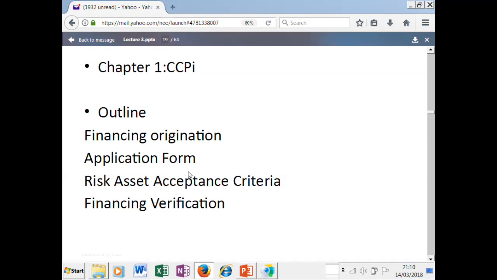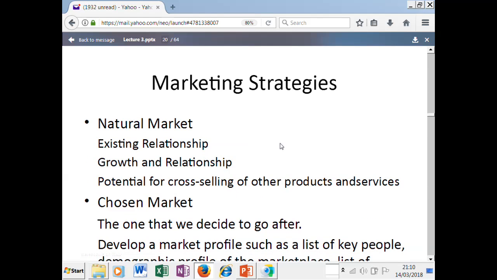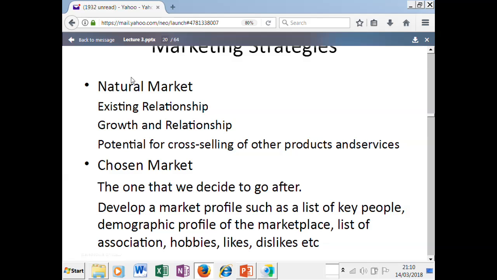But basically, when you do your marketing strategy, you look at the natural market, which is from your existing relationships, maybe your parents first, if they take a loan, or your siblings, your friends, your neighbors, right? And then you grow the relationship. When you want to be a successful bank officer, you need to grow relationships with your customers, because one customer will probably provide you millions of income.